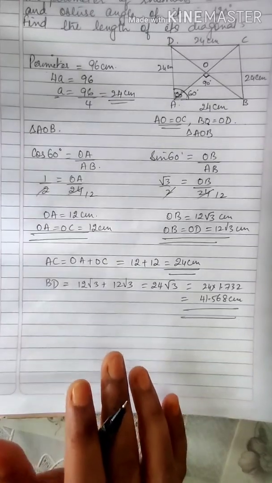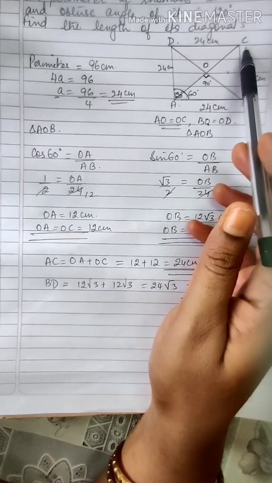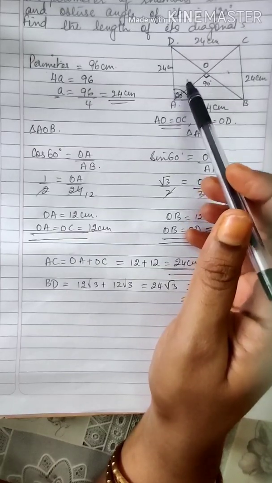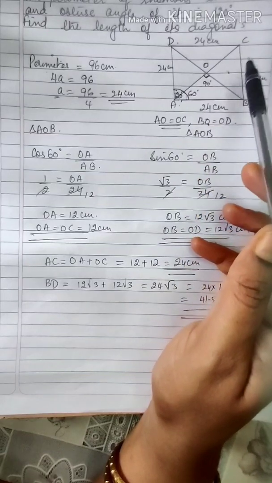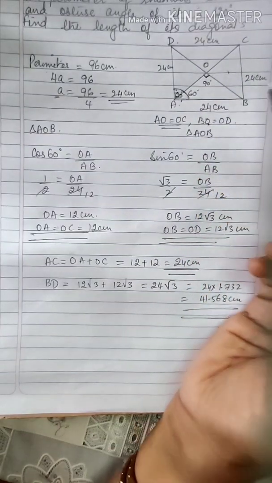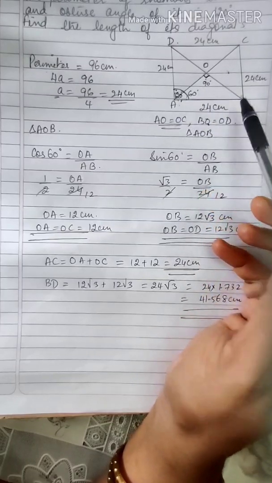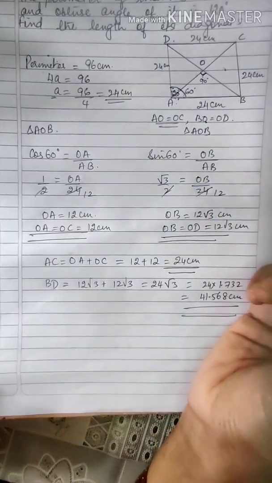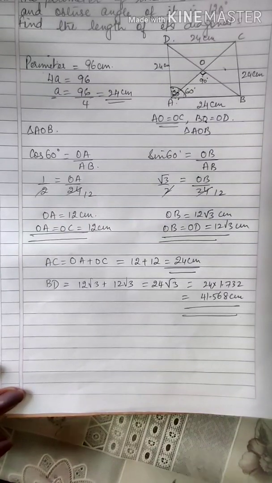Here you should know the properties of the diagonals of a rhombus. There are two properties. First is the diagonals of the rhombus bisect the angle at the vertex, and the diagonals bisect each other at 90 degrees. Since it bisects at 90 degree, you get a right angle triangle. So here I finish this chapter, solution of right angle triangles.